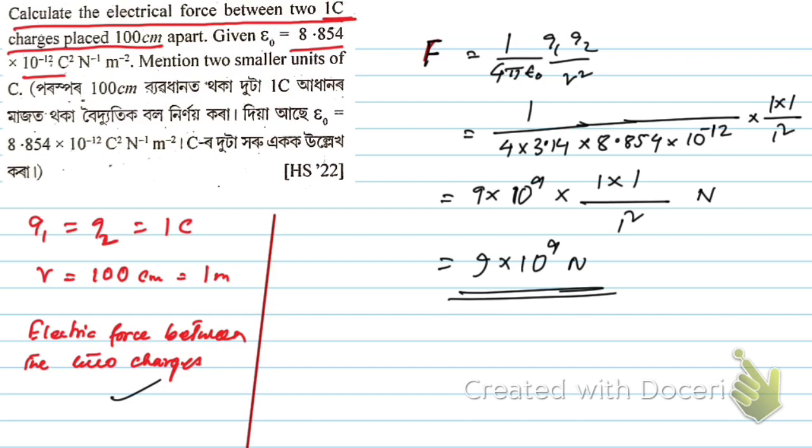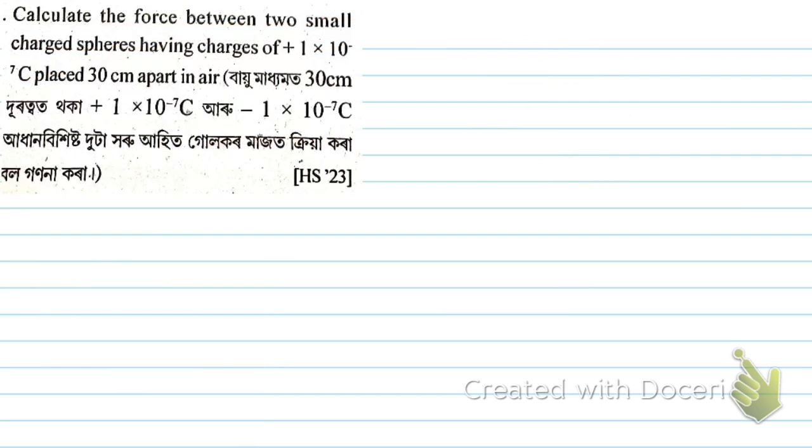So hope you have understood this. Let's move on. There is another question which is similar to the last one. Here the magnitude of charges are given, 1 into 10 to the power minus 7 coulomb, and 30 centimeter apart in air. So very simple, Q1 and Q2 both equal to 1 into 10 to the power minus 7. We need to take the magnitude only here.